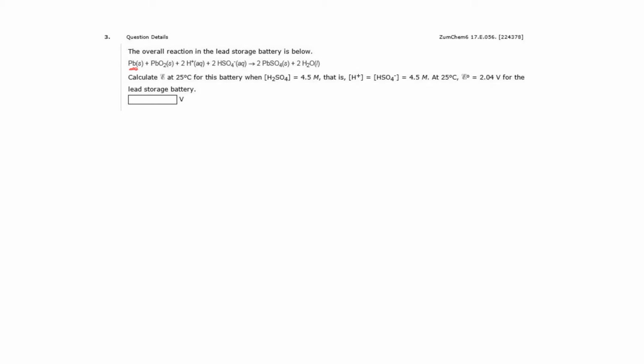So here we've got neutral lead, and here we've got lead within lead 4 oxide with a +4 charge. Both of them are becoming lead 2 plus ions on the product side. So there's simultaneous reduction of this species and oxidation of this species. So they're both happening at the same time.